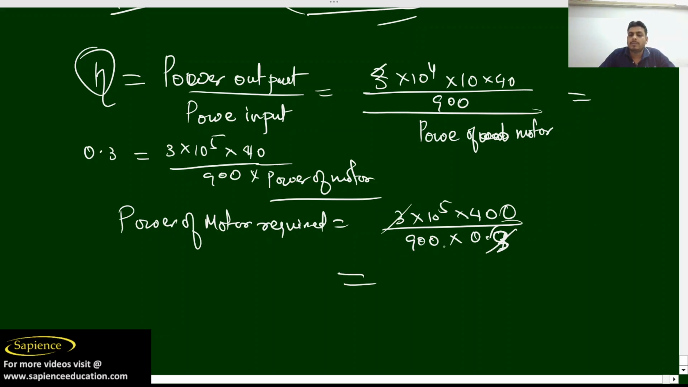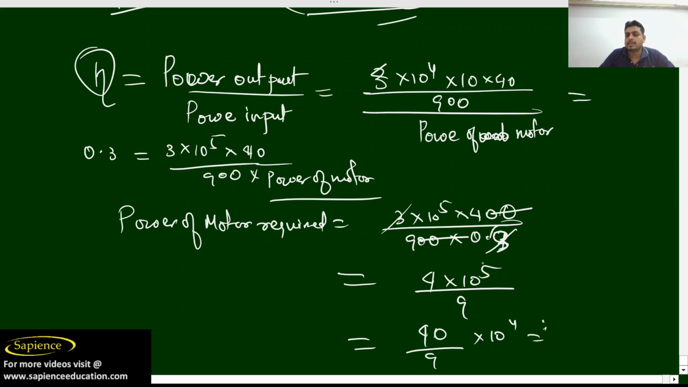I hope you have understood now. This is 400, so the double zero gets cut out. So it is 4 into 10 power 5 divided by 9, so 40 divided by 9 into 10 power 4, or this can be written as 4.44 into 10 power 4. So this can be written as 44.4 kilowatt.